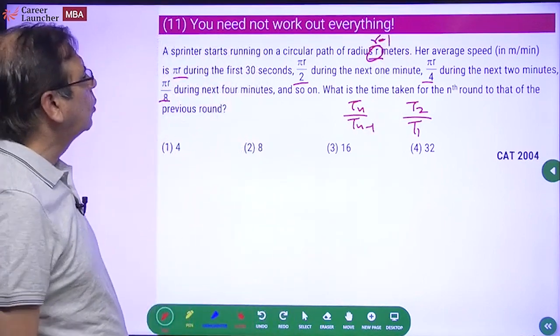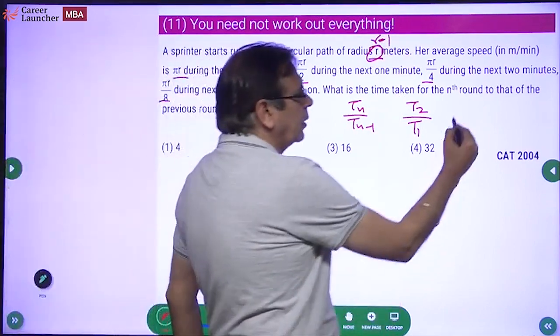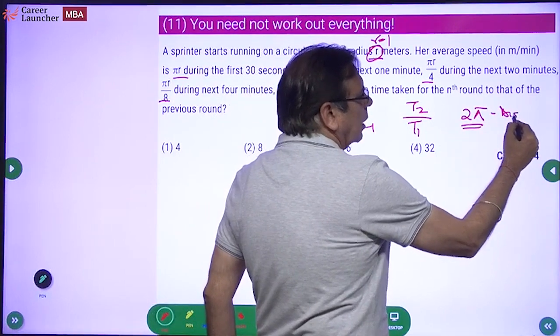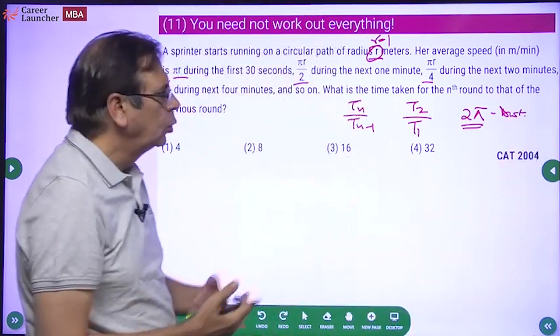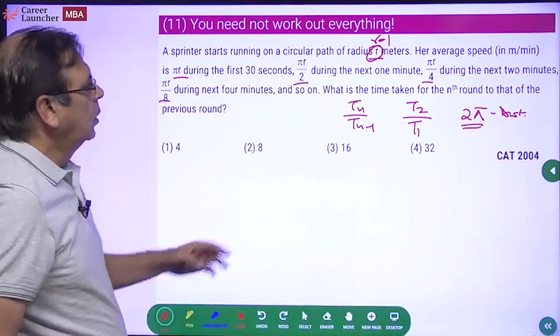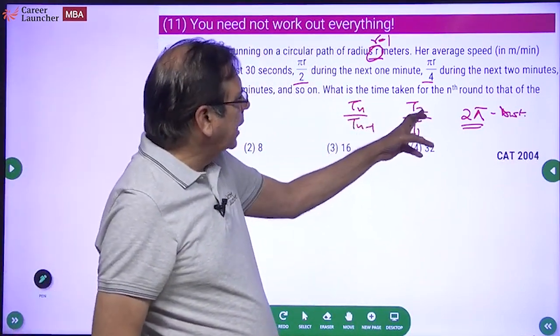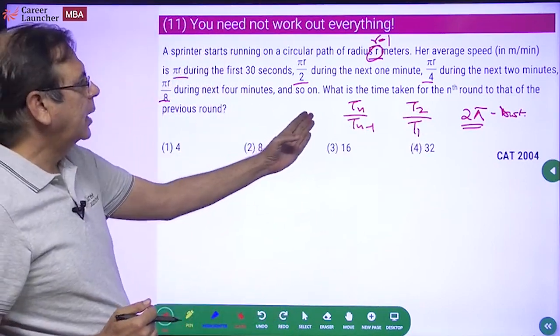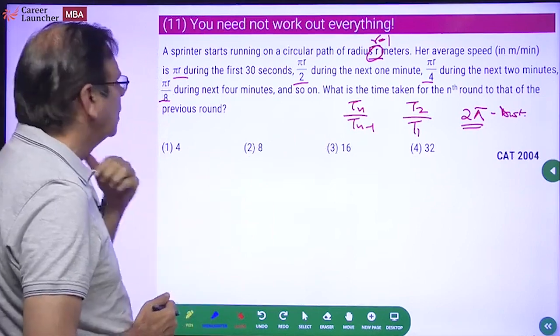So if R is equal to 1, what is the circumference equal to? Circumference is 2 pi R, so 2 pi. So the distance is going to be 2 pi, or circumference, or the track length is 2 pi. Okay. So what is the time taken for the nth round compared to the time taken for the previous round?